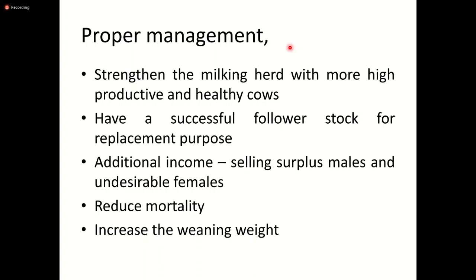Then we can get additional income, right? If we have very good proper management and we have extra animals there, what we can do is sell them, right? Maybe we need only 50 cows, or maybe a herd for future replacement.